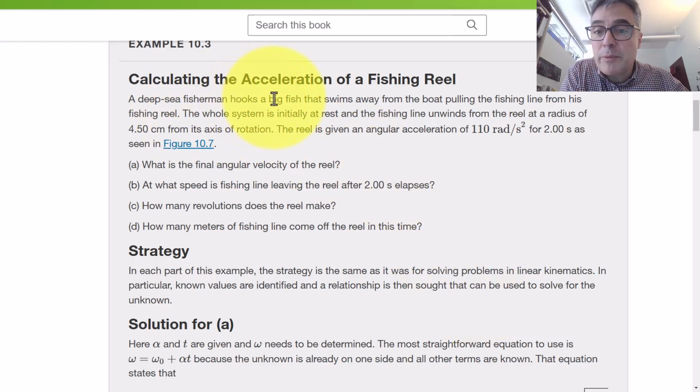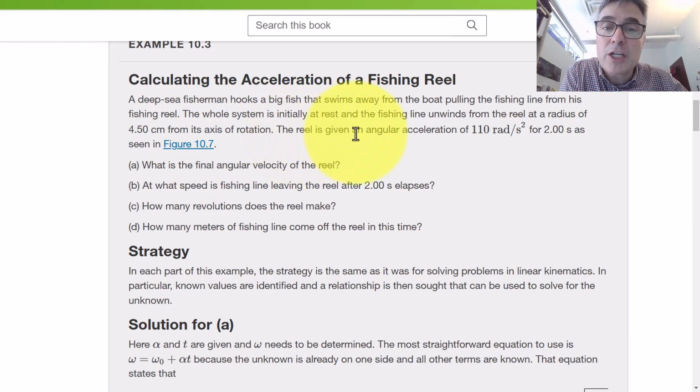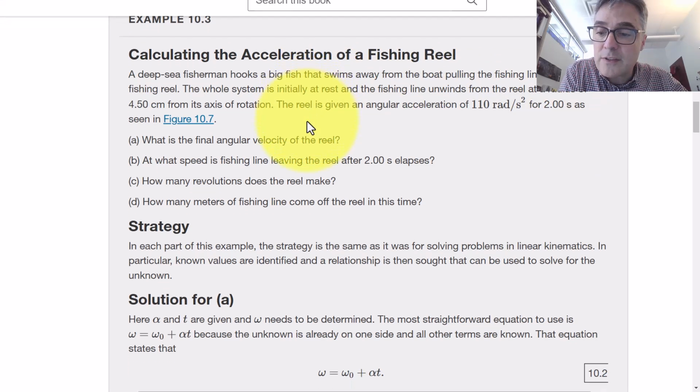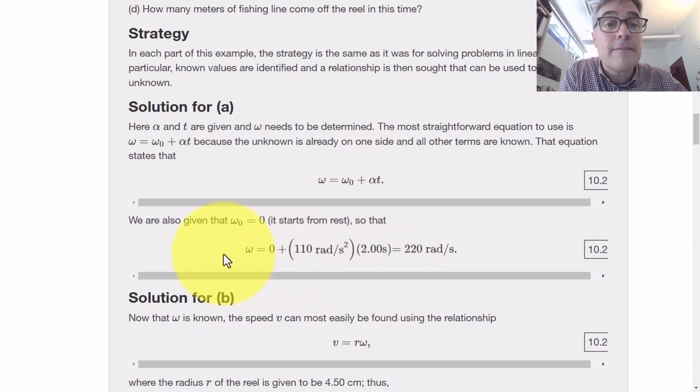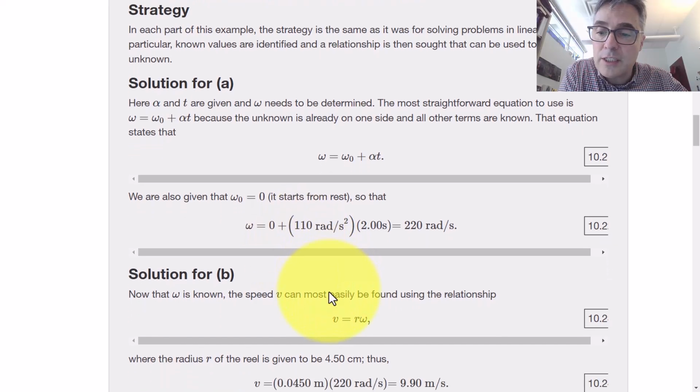For example, a deep sea fisherman hooks a big fish that swims away from the boat, pulling the fishing line from his reel. The whole system is initially at rest, and the fishing line unwinds from the reel at a radius of 4.5 centimeters from its axis of rotation. The reel is given an angular acceleration of 110 radians per second squared for 2 seconds. So they say it starts from rest, omega 0 is 0, alpha is 110 radians per second squared, and t is 2 seconds. So you can find the final angular velocity.